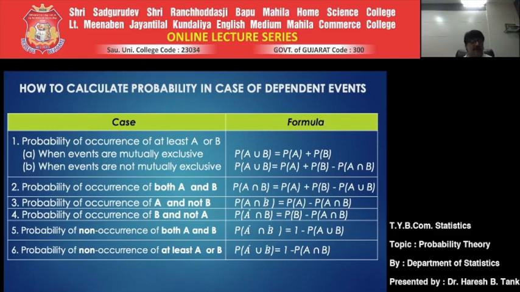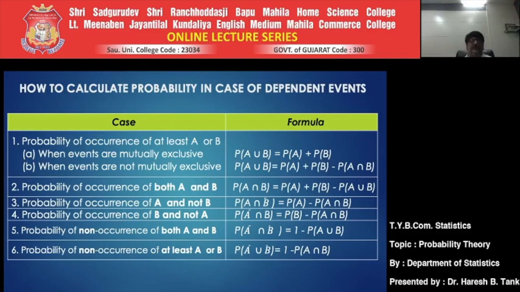What happens when they are not mutually exclusive? Happening of one simply doesn't discard the probability of happening of others. That means there is something common between those two, so A intersection B is not phi. Naturally, that part is to be reflected in the formula. In that case, probability of A union B is probability of A plus probability of B minus probability of A intersection B.